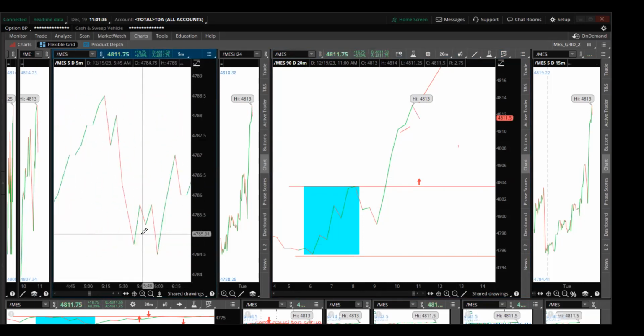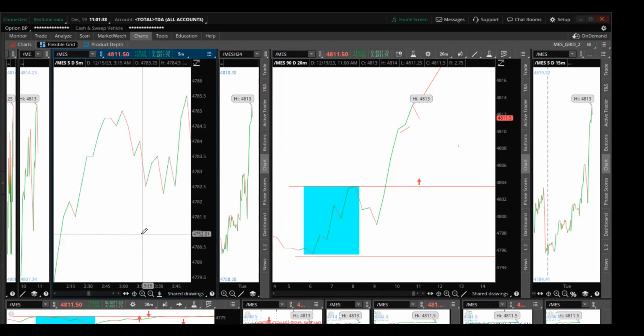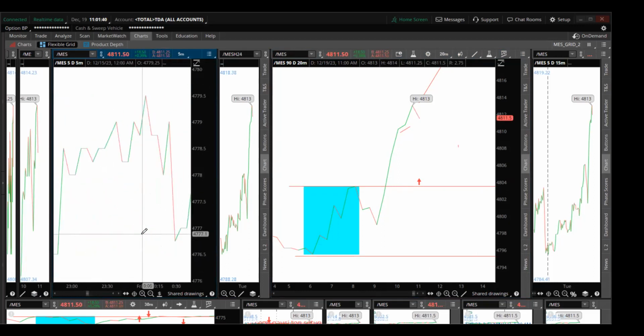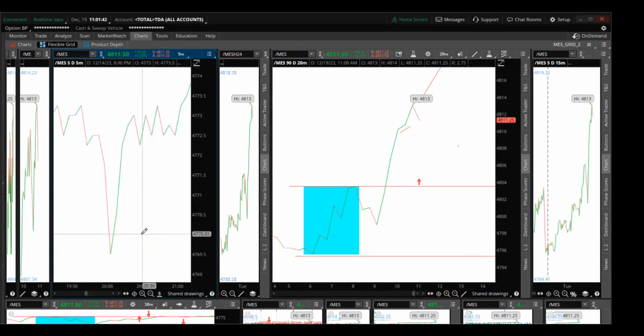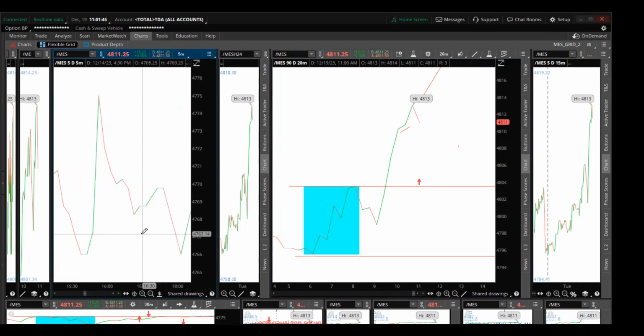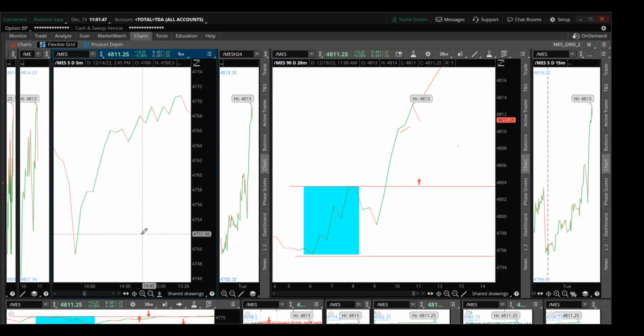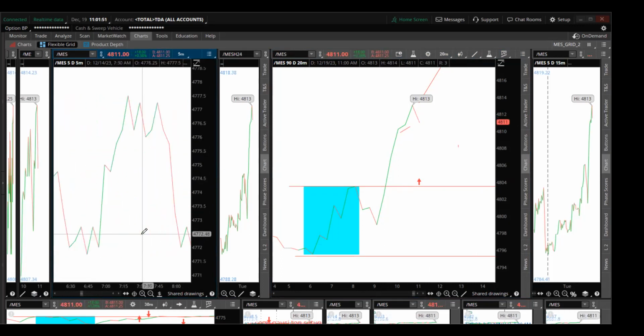I'll be showing you different fractals in videos to come. Let me go really quick here. Again, we're on a 5 minute time frame, so I'm trying to find a good one here, very quickly.